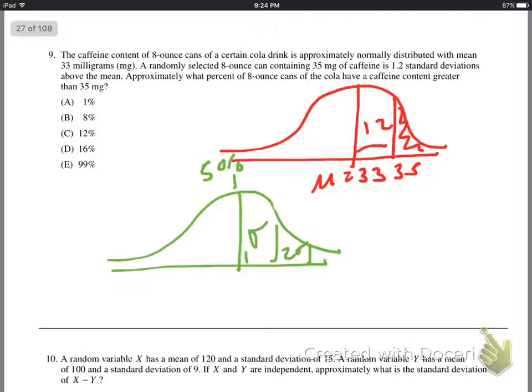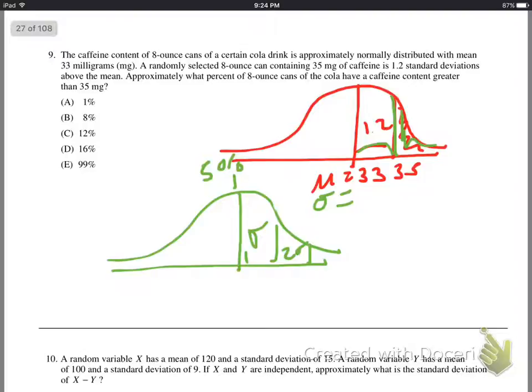Okay, so I had to think about number 9. So let's look here at the red. You see, I know my mean is 33. I don't know what the standard deviation is. But we know that 35 is 1.2 standard deviations above the mean. And I want to know how much is left. So that is this area here. So this is how I did it.